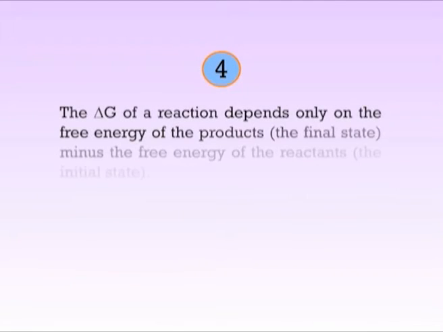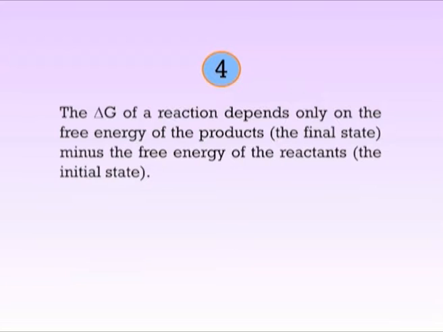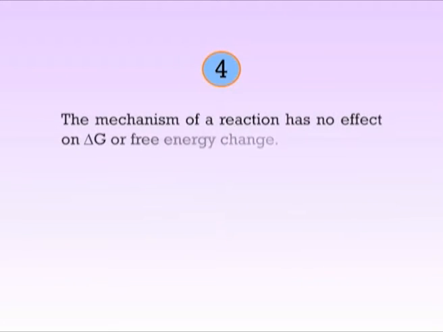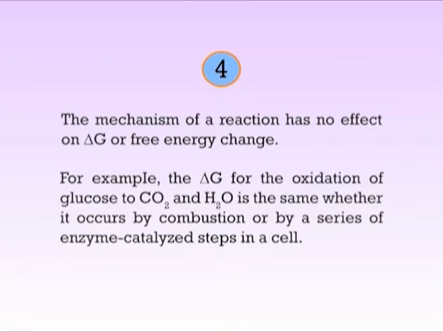And number 4, the delta G of a reaction depends only on the free energy of the product, that is the final state, minus the free energy of the reactants, which is the initial state. The delta G of a reaction is independent of the path or molecular mechanism of the transformation. The mechanism of a reaction has no effect on delta G or free energy change. For example, the delta G for the oxidation of glucose to carbon dioxide and water is the same, whether it occurs by combustion or by a series of enzyme catalyzed steps in a cell.